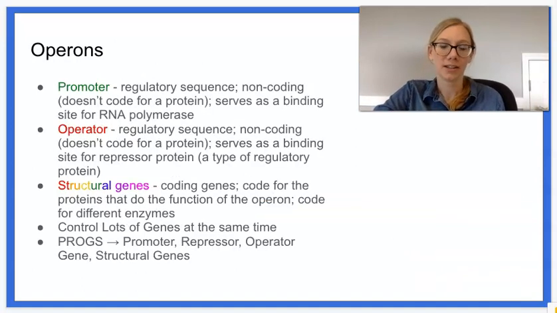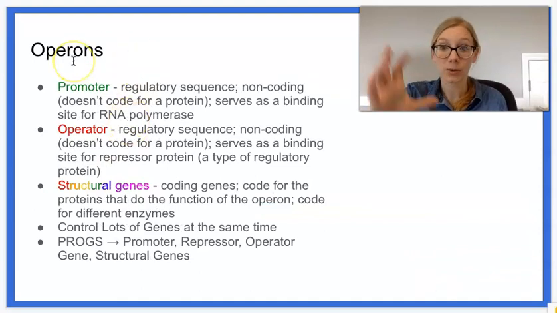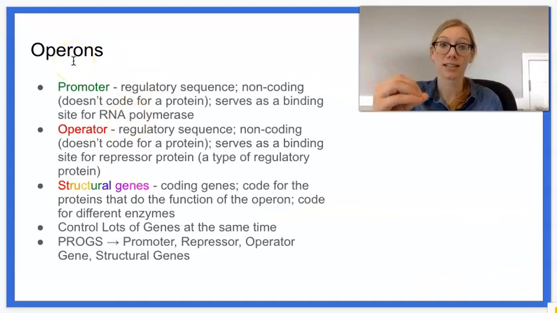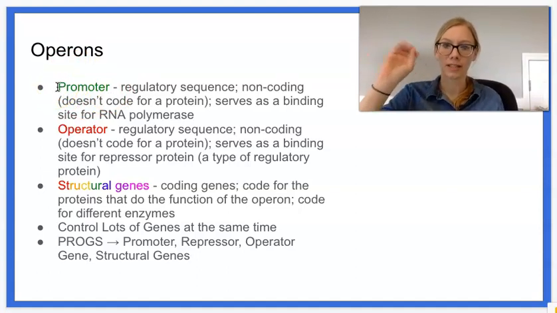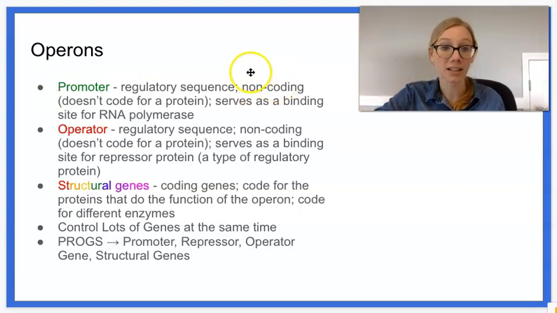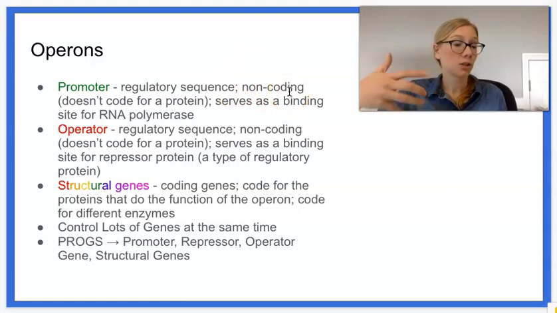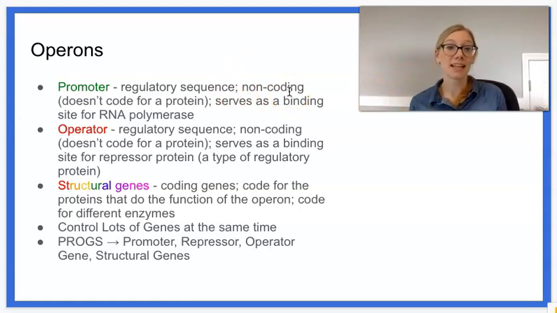What's some of the other vocabulary? Well, we talked about our operon, a group of genes that works together, right? Well, we're going to have a promoter there. It's in green here. There's a reason. I like to think promoter means go, okay? It's our regulatory sequence. It's typically non-coding. I mean, it doesn't code for a protein, and it really just serves as our binding site for RNA polymerase. It's kind of like the go here sign, start here sign, promoting it, if you will, to go on.